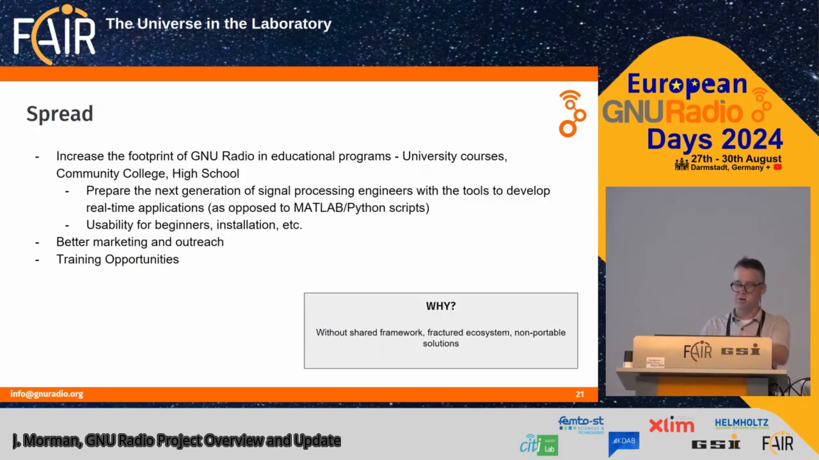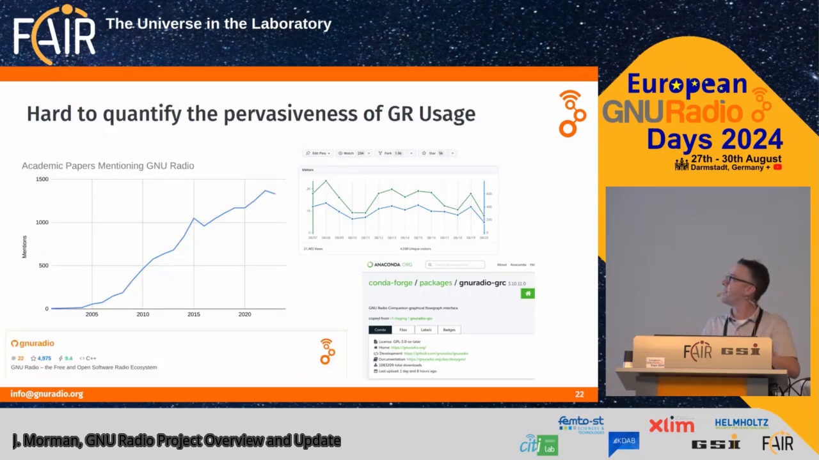So, we're talking about the spread of GNU Radio. One of the challenges we have is it's hard to quantify how much GNU Radio is out there. So we have some insights into it, but we don't put tracking cookies on our website. We don't track our emails, things like that. So how can we know how many people are using GNU Radio?